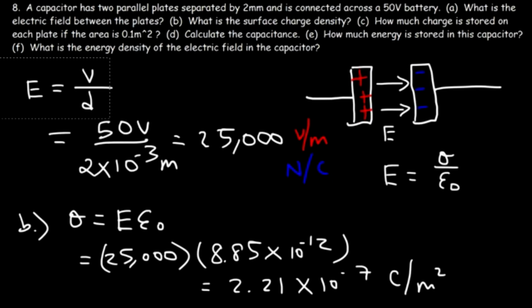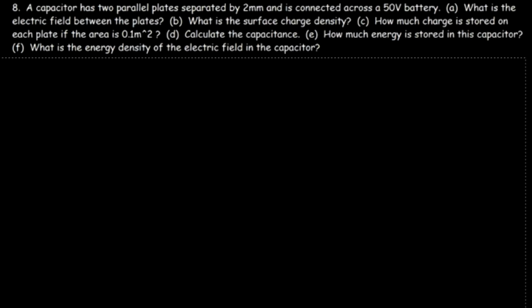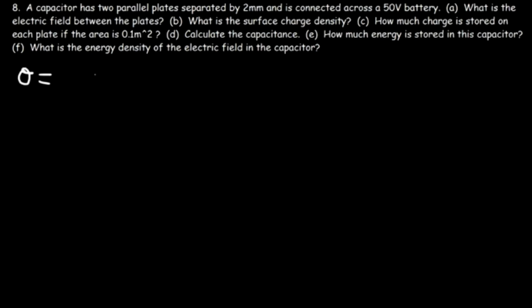Part C. How much charge is stored on each plate if the area is 0.1 square meters? Well, we know that sigma, the surface charge density, is Q divided by A. Q is the electric charge measured in coulombs. A is the area in square meters. So that's why sigma is coulombs per square meter. So we could find the charge by multiplying the surface charge density by the area.